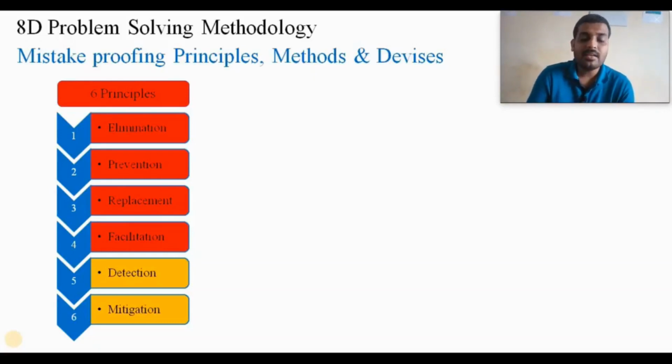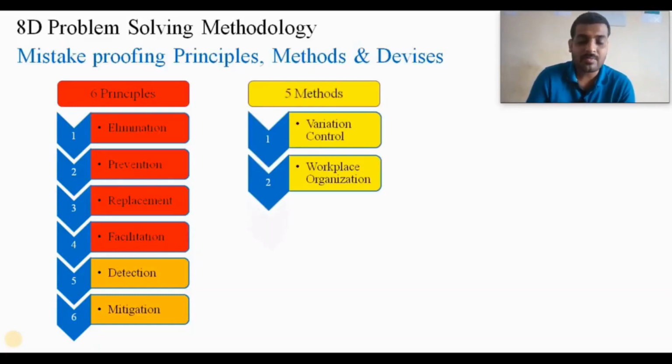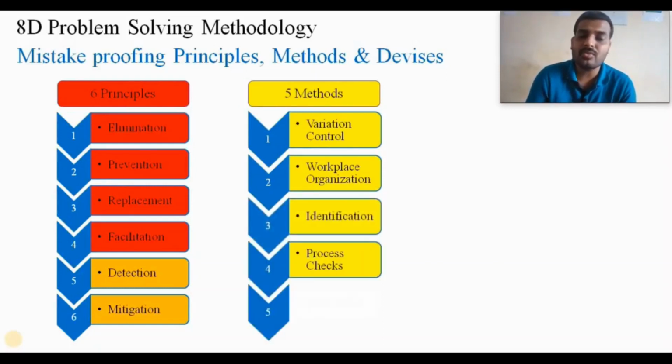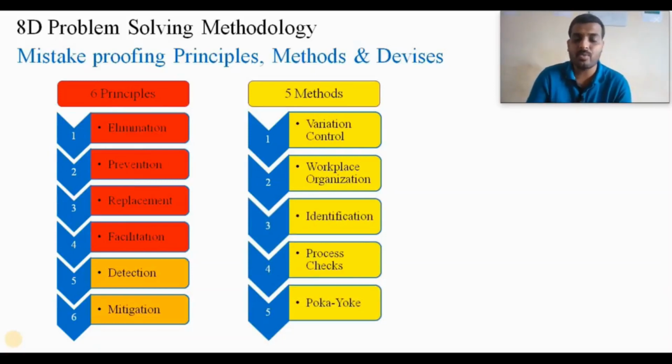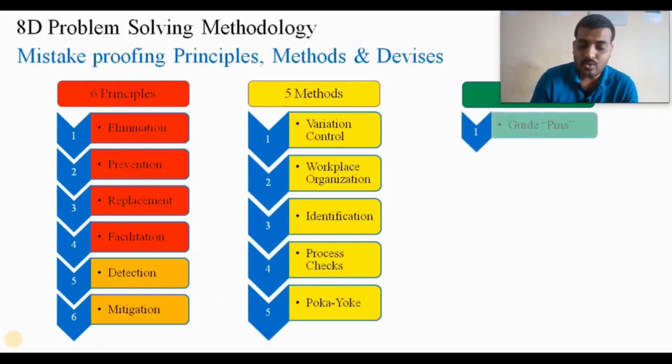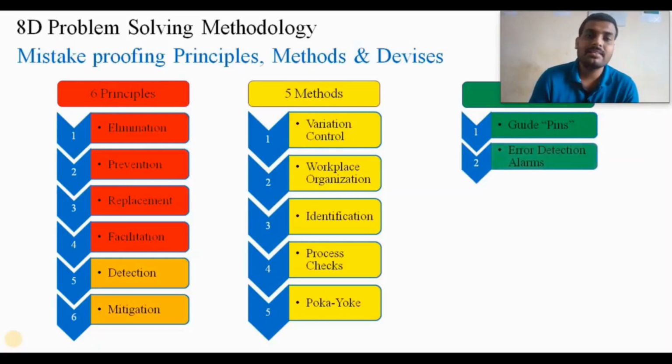Then there are 5 methods for mistake proofing: variation control, workplace organization, identification, process checking and lastly poka-yoke. You can use any one of these methods for mistake proofing in your project. Then there are 7 devices for mistake proofing: guide pin, error detection alarm, limit switches, sensors, vision system, counters and timers, and lastly checklist.